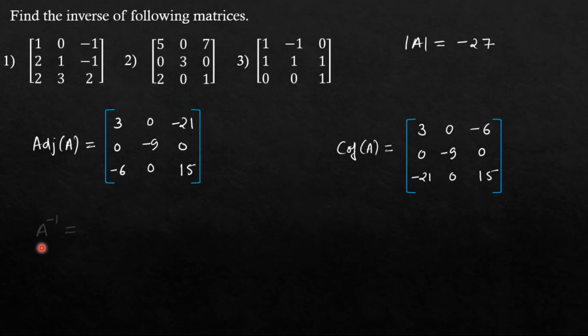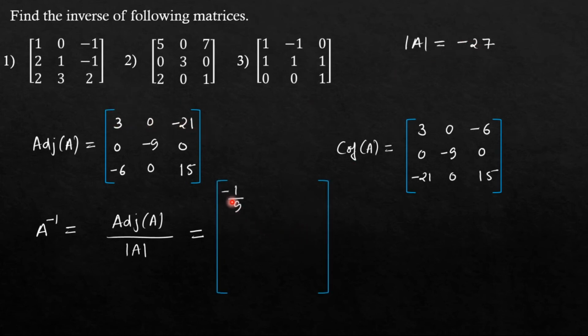Now A inverse is adjoint A upon mod A. So you will get, when you divide minus 27 with each element, 3 divided by minus 27, you will get minus 1 by 9. 0 divided by minus 27, 0. Minus 21 divided by minus 27, you will get 7 by 9.